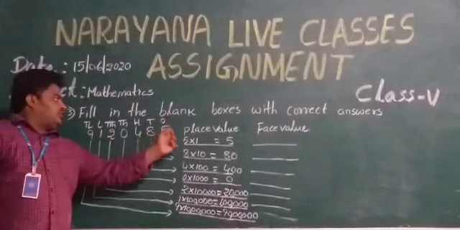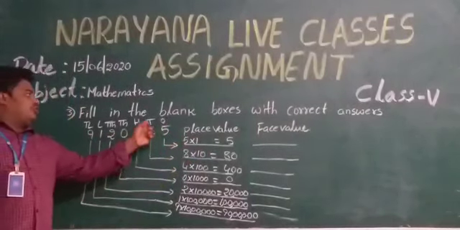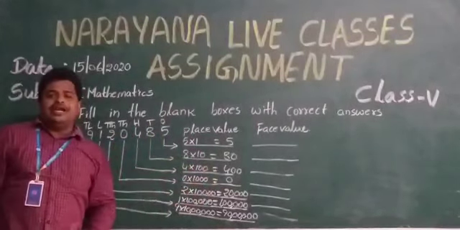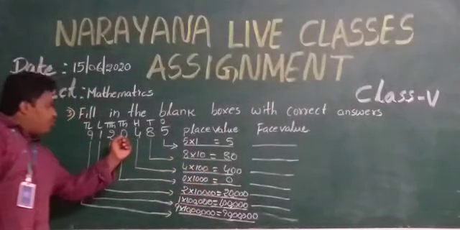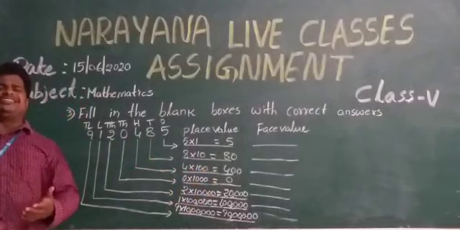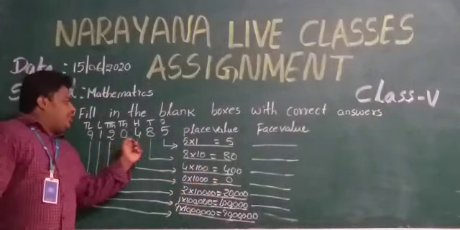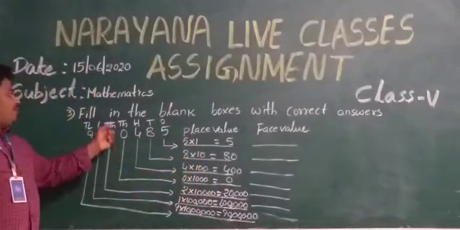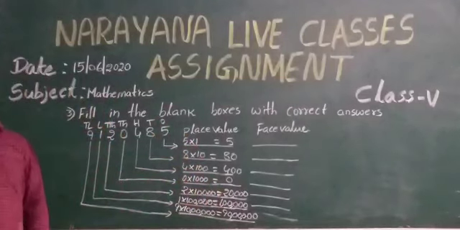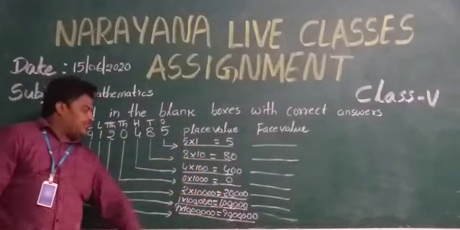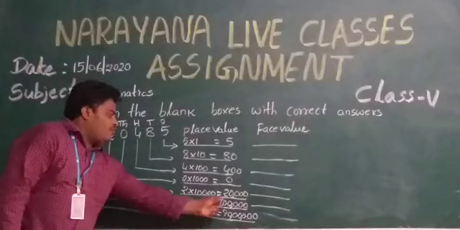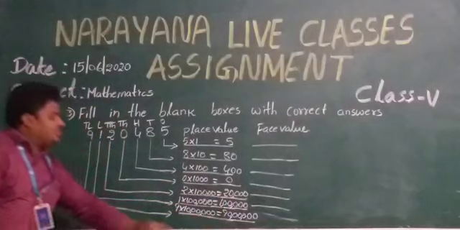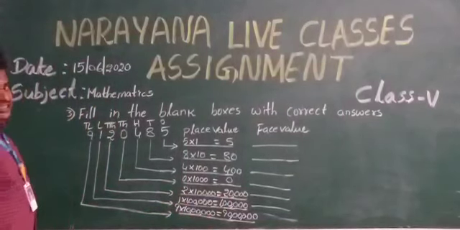20,485. So 5 belongs to ones place, 5 into 1, 5. 8 belongs to tens place, 8 into 10, 80. Next 4 belongs to hundreds place, 4 into 100, 400. Next 0 belongs to thousands place, 0 into any number is 0, so the place value is nothing but 0. Next 2 belongs to 10,000s place, 2 into 10,000, 20,000. Next 1 belongs to lakhs place, 1 into lakh, 1 lakh. Next 9 belongs to 10 lakhs place, 9 into 10 lakhs is equal to 90 lakhs.